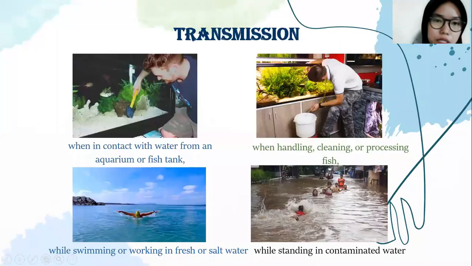This is the transmission. The terms fish tank granuloma and fish handler disease are often used due to the relationship between home aquariums and water-associated activities, including swimming, fishing, and boating. Human infections with Mycobacterium marinum under normal circumstances are rare. However, people who have minor breaks in the skin, such as small cuts or scrapes, are at increased risk. First, when in contact with water from an aquarium or fish tank, then when handling, cleaning, or processing fish, then while swimming or working in fresh or salt water, and the last one is while standing in contaminated water.